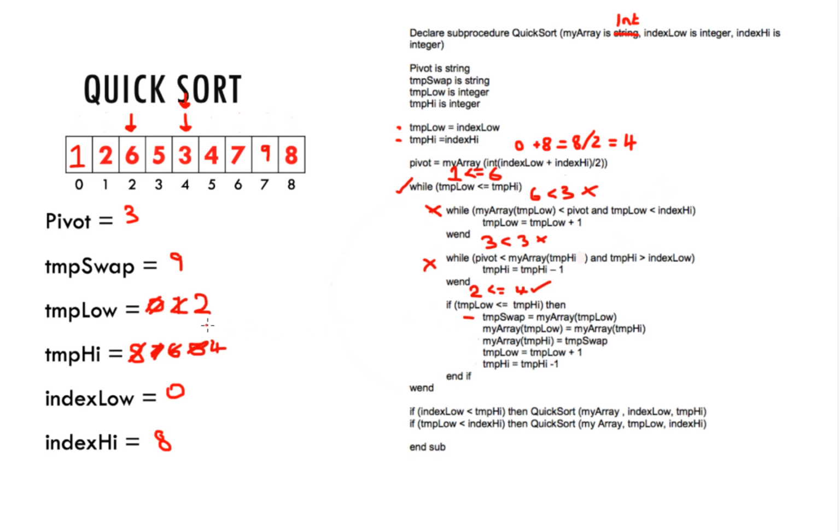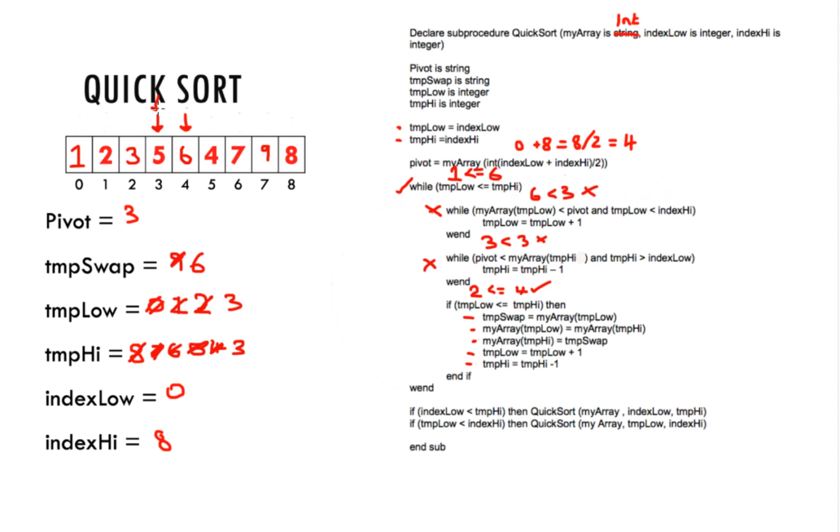So we move inside the if statement and we say temp swap is now given the value of 6. Because my array at temp low, which is 2, has the value of 6. My array at temp low is then given my array temp high, so 3 is placed in position number 2 in my array. My array at temp high is given the value of swap, so where 3 was before, 6 is now placed in that position. Once we've done that, then temp low is incremented by 1 and temp high is decremented by 1. That means the pointers point to the same location in my array.